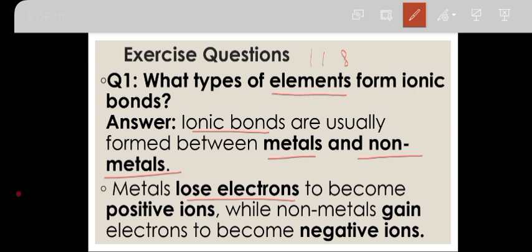Metals lose electrons to become positive ions, while non-metals gain those electrons to become negative ions. It's pretty simple. What types of elements form ionic bonds? Metals and non-metals. Metals lose electrons to become positive ions, while non-metals gain those electrons to become negative ions.